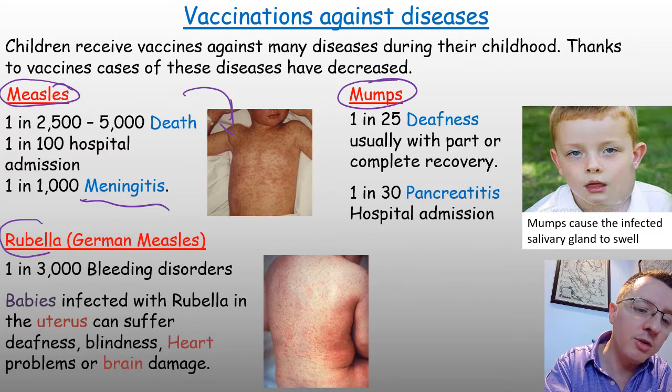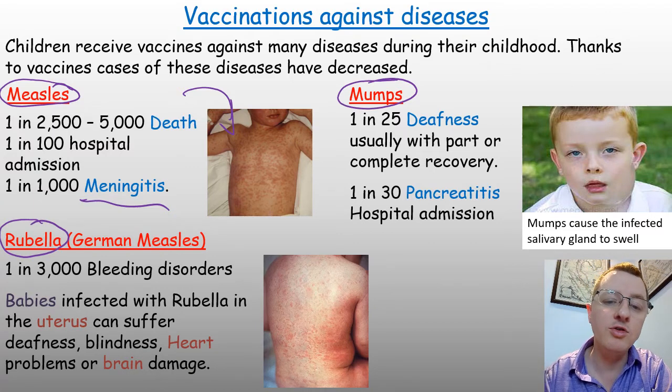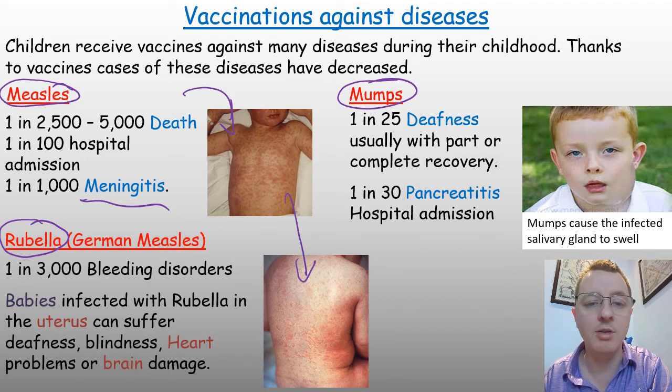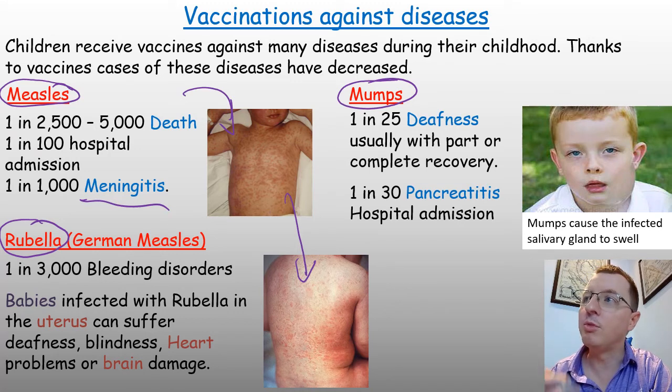Possibly the most important disease on this list is rubella, also known as German measles, because it has a similar rash to the measles rash. If you contract rubella, 1 in 3,000 people will receive a bleeding disorder. However, more importantly, if you are a pregnant woman who contracts rubella and the virus passes to your unborn fetus in the uterus, then the baby infected with rubella in the uterus can suffer deafness, blindness, heart problems and brain damage. It is incredibly important that ladies are vaccinated against rubella before they become sexually active and before they plan to start families.